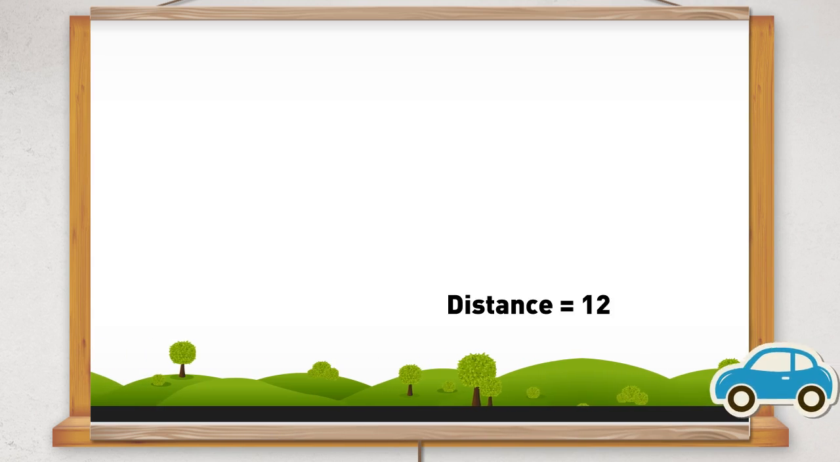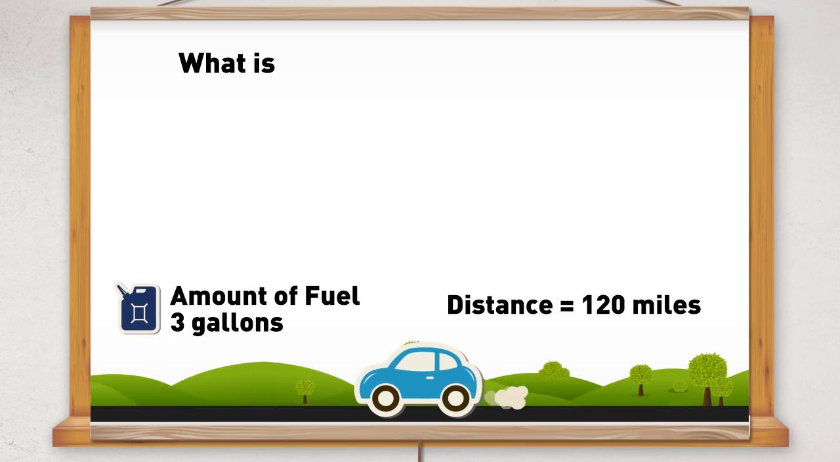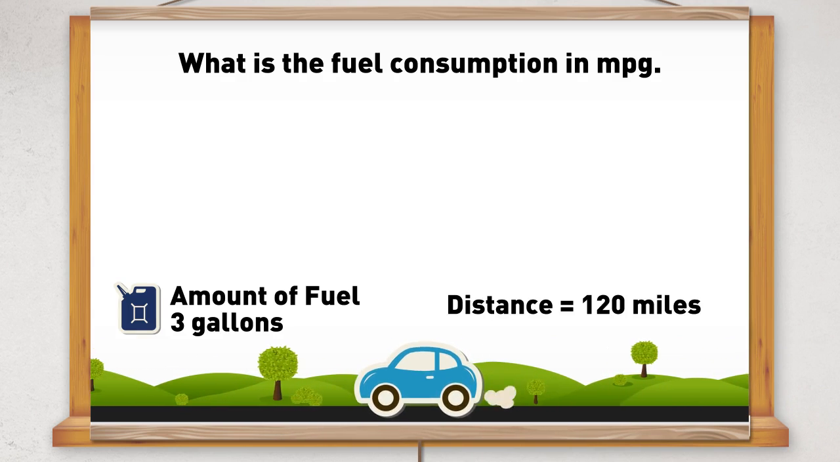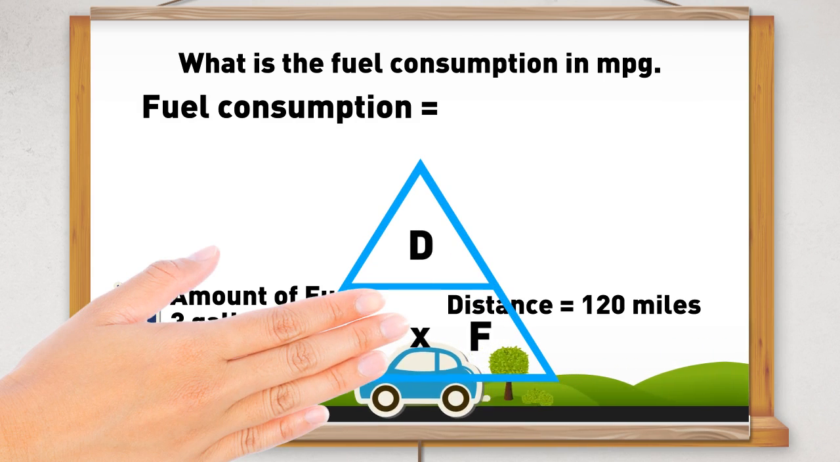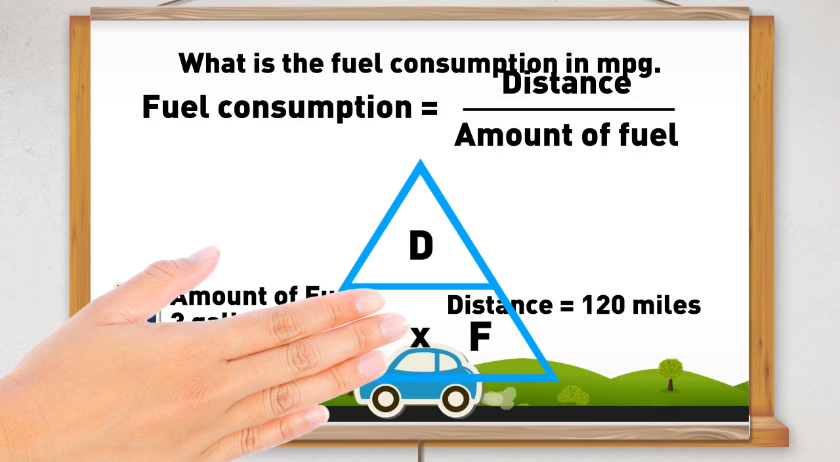In this example, a car travels 120 miles and uses 3 gallons of fuel. What is the fuel consumption in miles per gallon? Using the formula triangle, we cover up the fuel consumption, so the calculation we do is distance divided by the amount of fuel. Since the compound measure of fuel consumption is being calculated, we don't need to check the units of the two given quantities, and we can put the numbers straight into the formula.